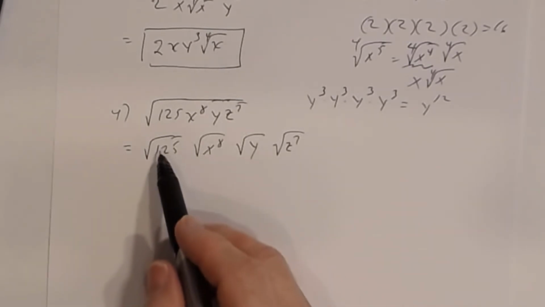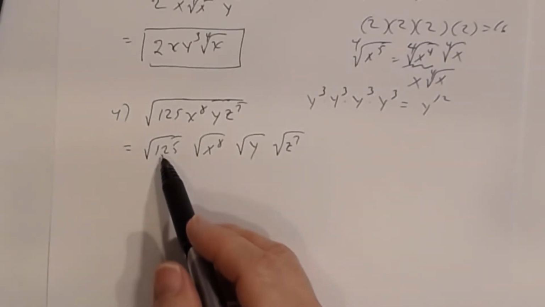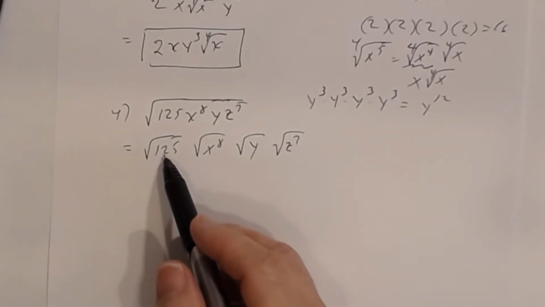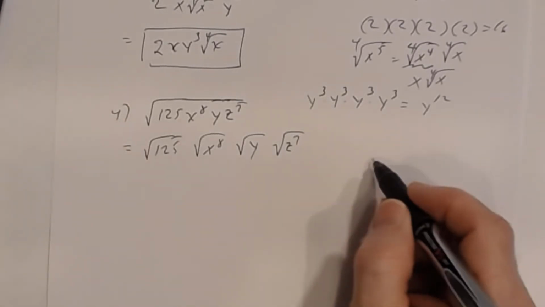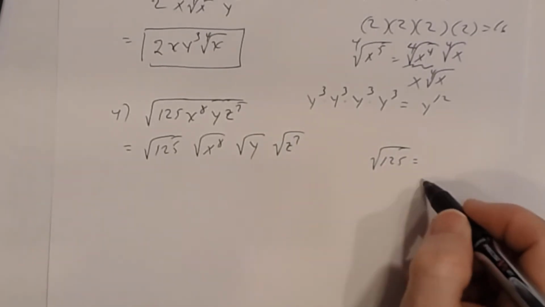Okay? All right, let's look at the square root of 125. Is 125 a perfect square? Is there a whole number times itself that's 125? The answer is no. But is there a perfect square that goes into 125? The answer is yes. Let's think about this. 125. Do y'all agree that 25 goes into 125?